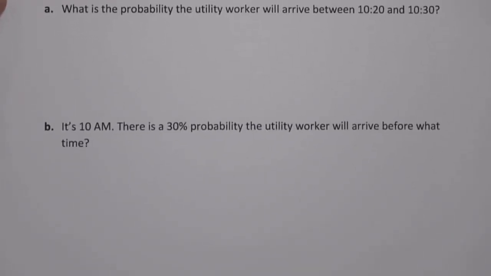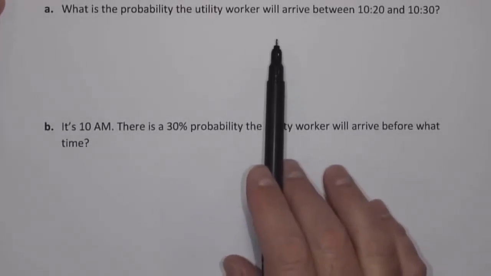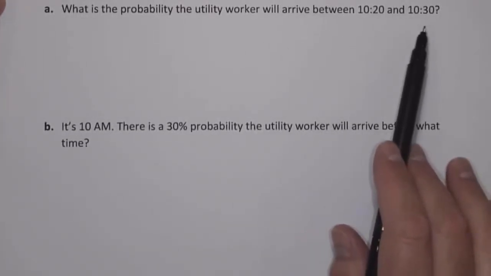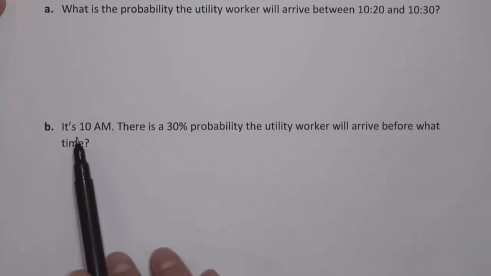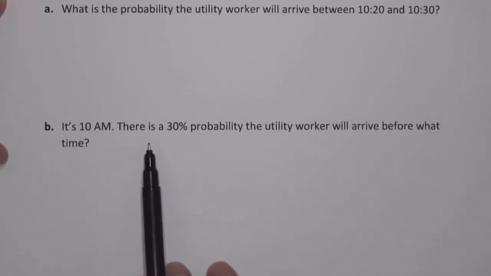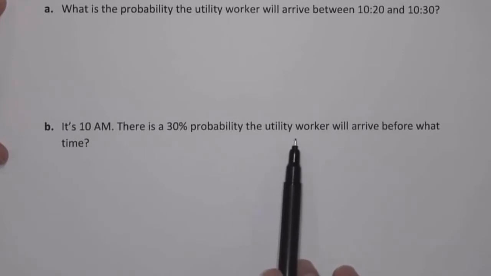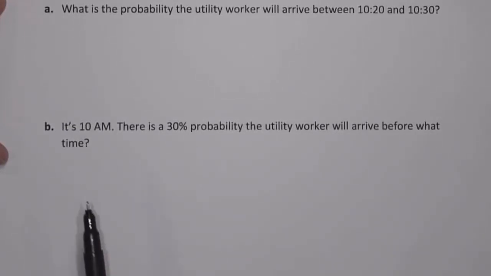What is the probability that the utility worker will arrive between 10:20 and 10:30? If it's 10 a.m., there's a 30% probability the utility worker will arrive before what time?